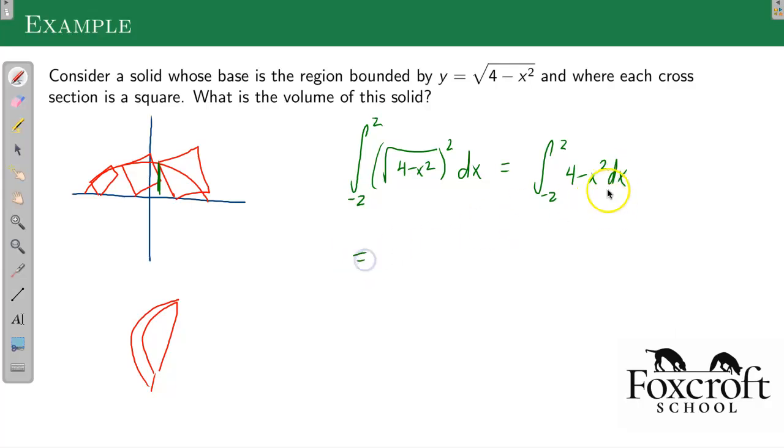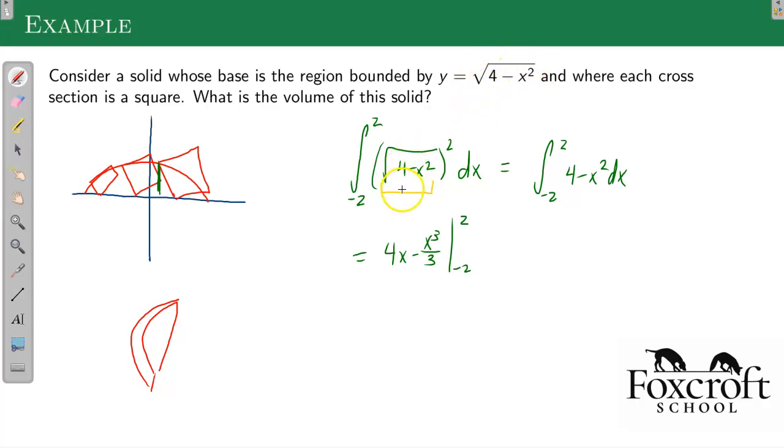And then we could take the antiderivatives and evaluate it from -2 to 2. Again, we're not going to plug in values. Plug in 2, plug in -2, subtract the two answers, and you get your volume. But you can see the side of the square is the equation that's given to us.